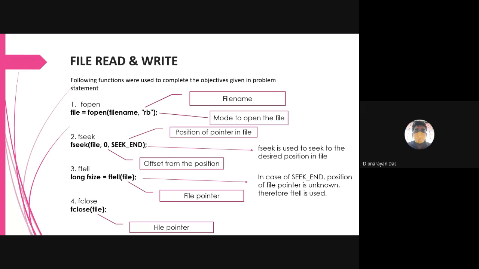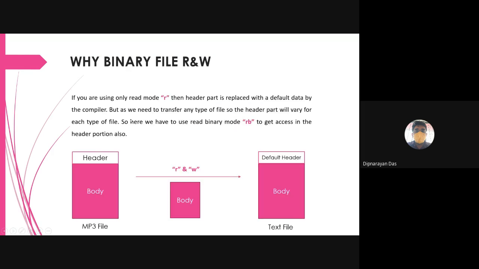Yes, so file equals fopen, file name, and "rb". So here we are opening in read binary mode, so the whole content of the file will be read. There is another concept, the raw file. Suppose we are reading the data using "r" mode, then the body content will be loaded in the program.